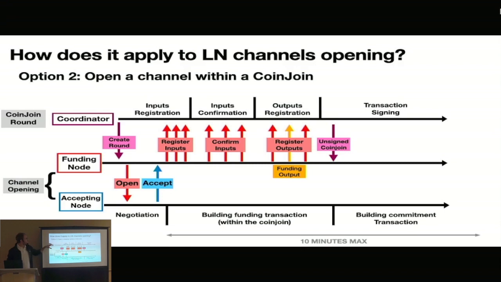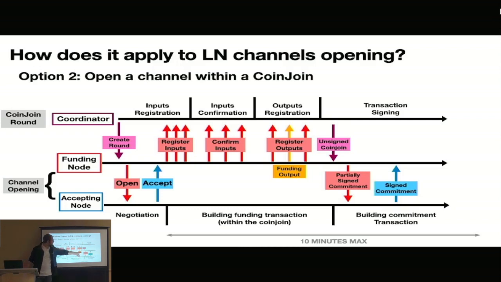Once the coordinator has received all this information, he can send the unsigned CoinJoin to the funding node, which will need to sign its own inputs. So it will partially sign it. Receiving this information, which contains the transaction ID and the transaction, everything that is needed to open a channel, to make the commitment transaction.